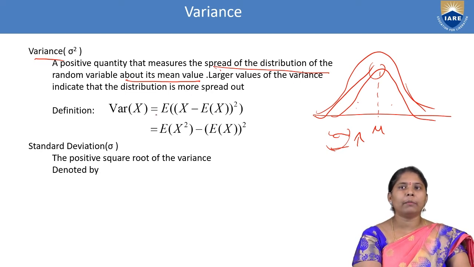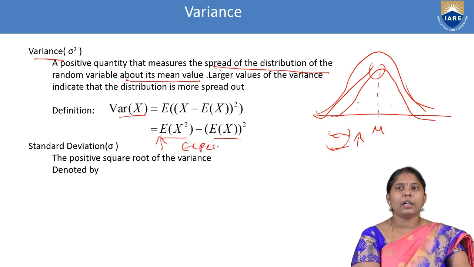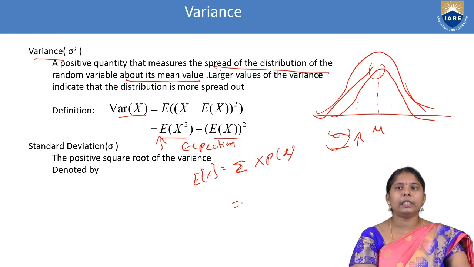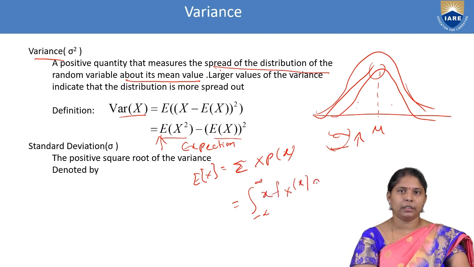Okay, it can be calculated by using the formula E of x square minus E of x whole square. This E is nothing but the expectation operation, as in the previous slide. For the continuous case, the expectation formula is integral from minus infinity to infinity of x into f_X of x dx. For the discrete case, it is the summation of x into probability of x. So these are the formulas for finding the expectation. This is called the mean square value and this is called the mean value. So the variance of x is the mean square value minus the square of the mean.